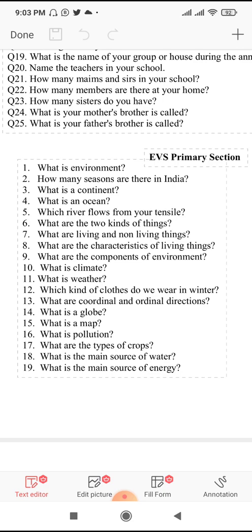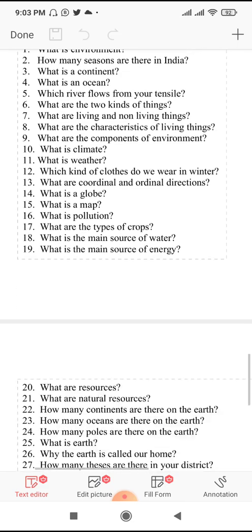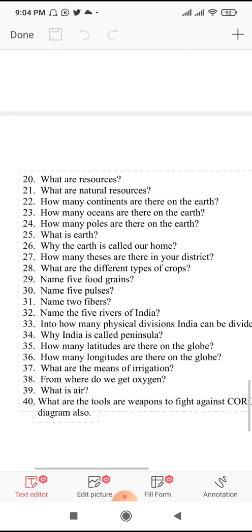What is the main source of the energy? The sun is the main source of the energy. What are resources? The resources are those things which fulfill our need. What are the natural resources? Resources are given by the nature, is called the natural resources.